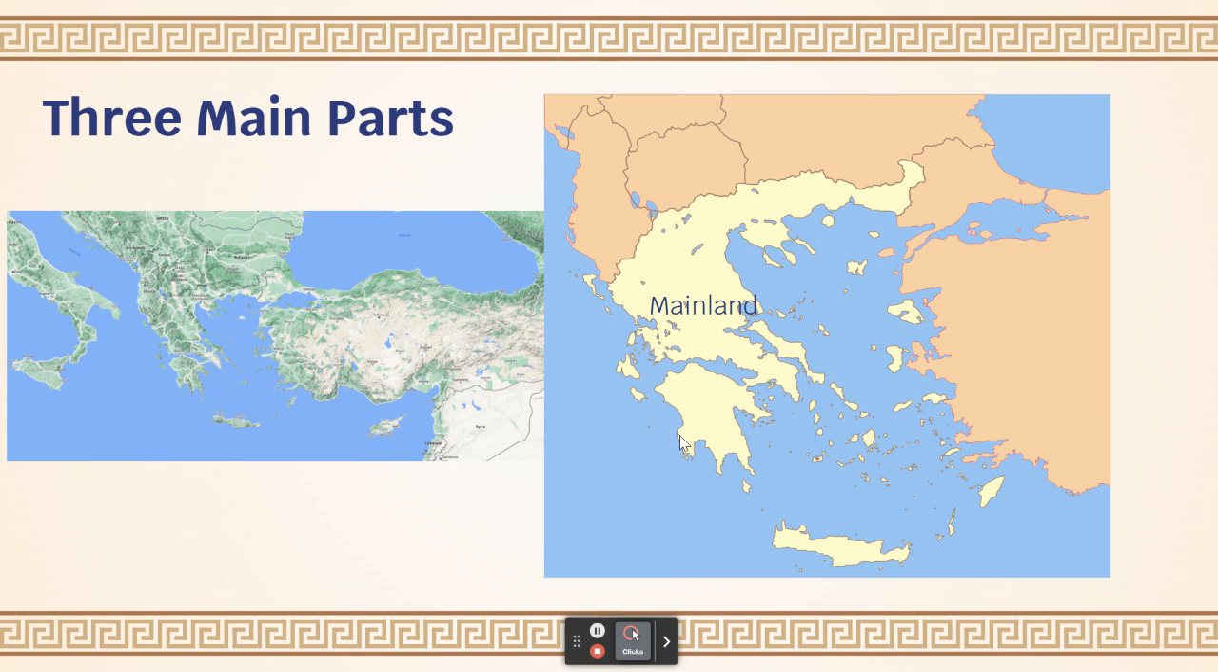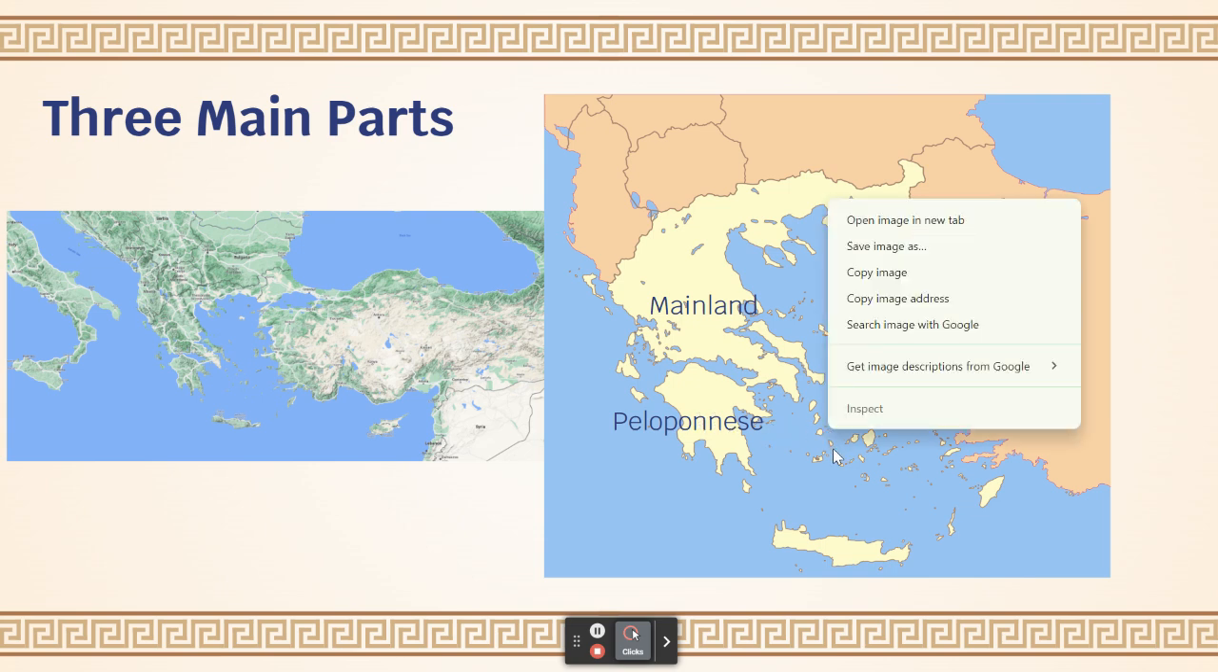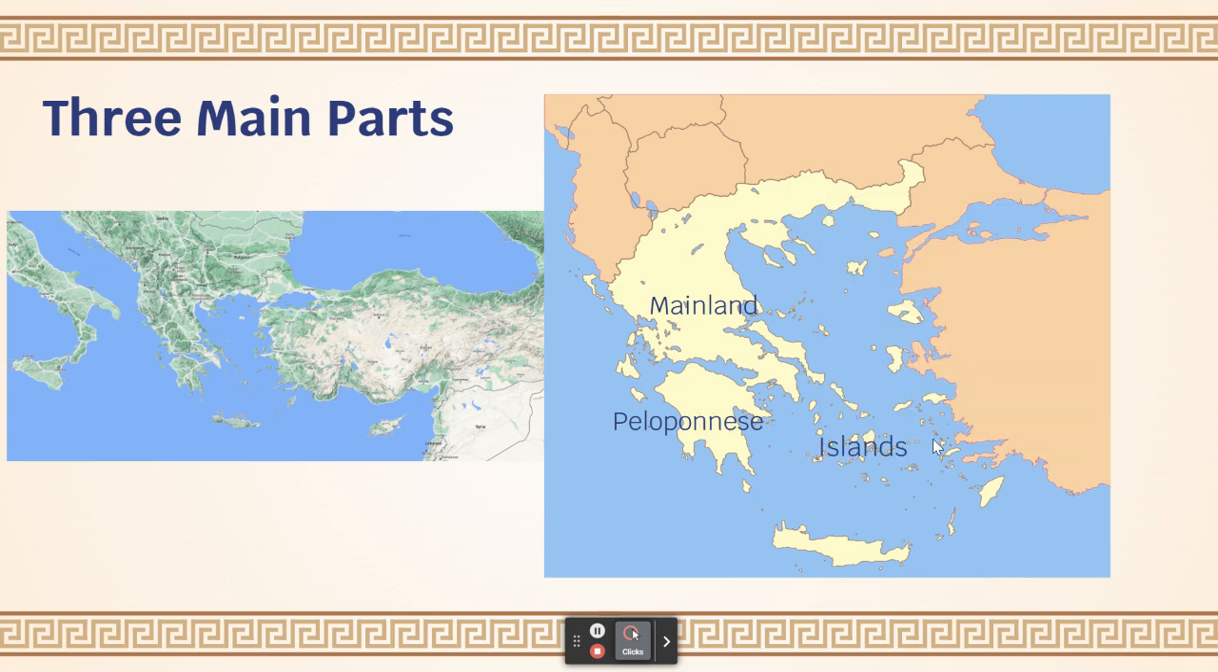The second area of Greece is this one, and it's called Peloponnese. And Peloponnese is a peninsula. While it might look like a big island, it is attached to the mainland, as you can see here. And there are lots and lots of mountains in both of these areas, but the Peloponnese is mostly covered in mountains. And then the third main part are these over here, the islands. So all of these little things are the Greek islands, and that is a part of the geography of Greece as well.